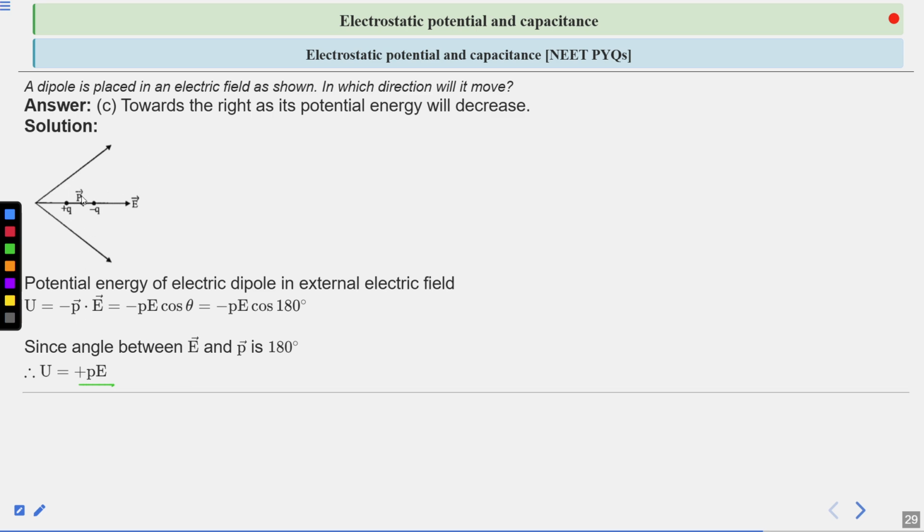We know that the electric field is in this direction. This is not a uniform electric field which will remain constant. This is a non-uniform electric field, and this is the source from where it is produced.